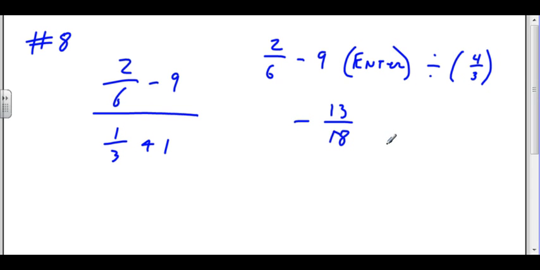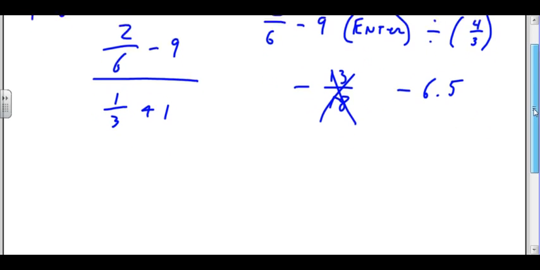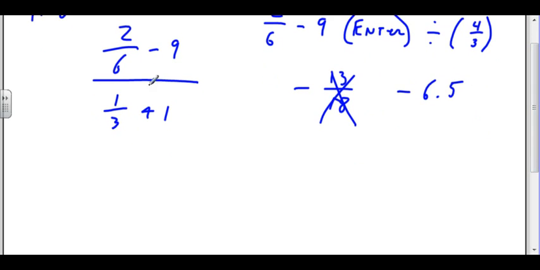I know what's wrong. I didn't put parentheses around this, and because I didn't put parentheses around it, it divided it by 4 and divided it by 3. Alright, so 2 over 6 minus 9, enter, divided by parentheses 4 over 3, close parentheses, and I get minus 6.5. Is that better? That's probably much better. All right, so now that we've done it, it made our calculator do what our calculator does.